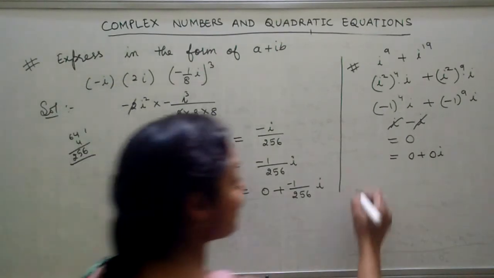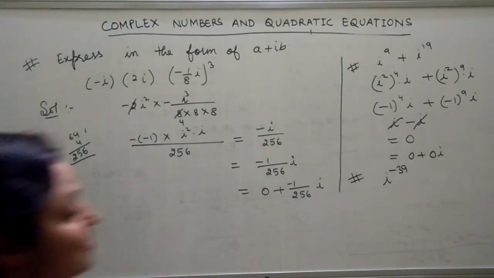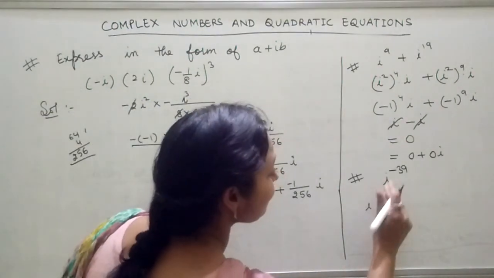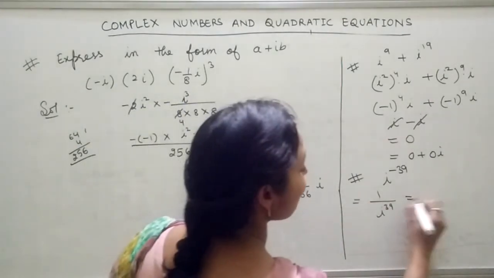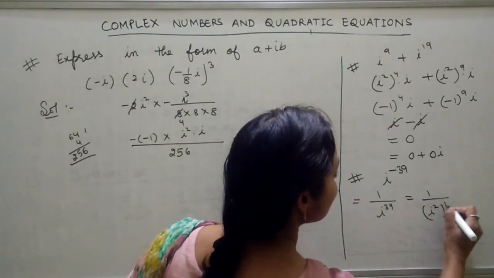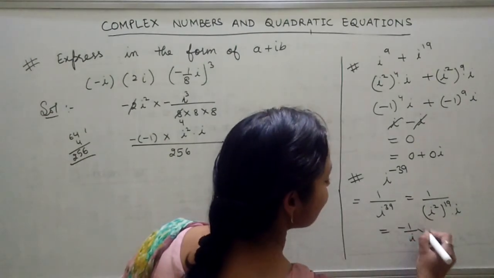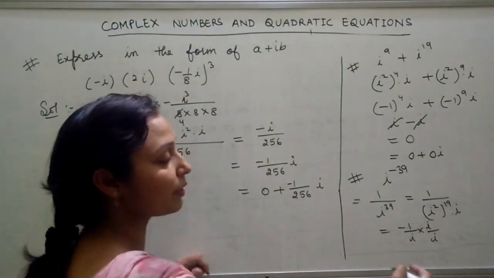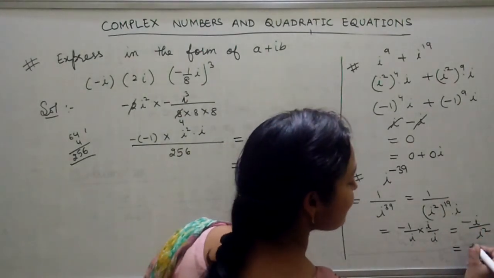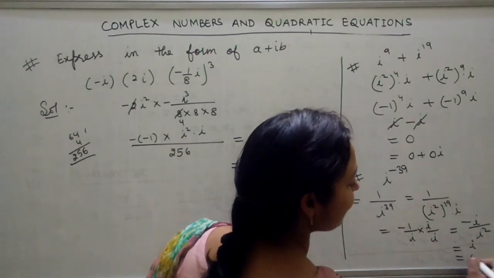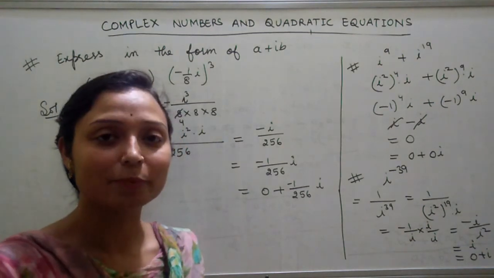Now the last, the third one, is iota raised to power -39. How to solve this question? This is very easy. To convert into the positive form, we will take it into the denominator. That equals 1 upon iota 39, which is iota 38 into iota. So that is negative 1 upon iota. Take the rationalization to cancel it from the denominator. It is negative iota upon iota square, that is positive iota because its value is -1. So we can write it as 0 plus iota. So this is the way to solve the question. Do more and more questions from your NCERT.